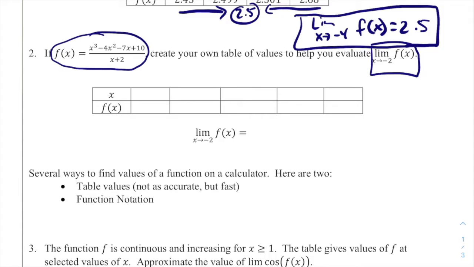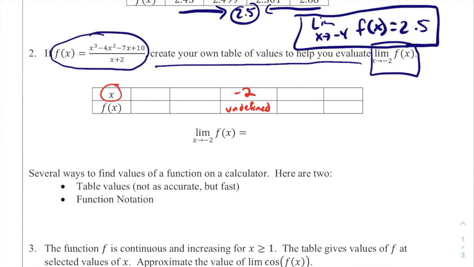All right, so back to our worksheet. We're being asked again to create our own table of values to evaluate the limit as x approaches -2 of f of x. In this case, the question you should be asking yourself is, what x values should I actually use for this? If I'm making my own table, it would make sense to have -2 here in the middle. And as we saw on our calculator, there was an error, and that is because this is undefined at that particular value.